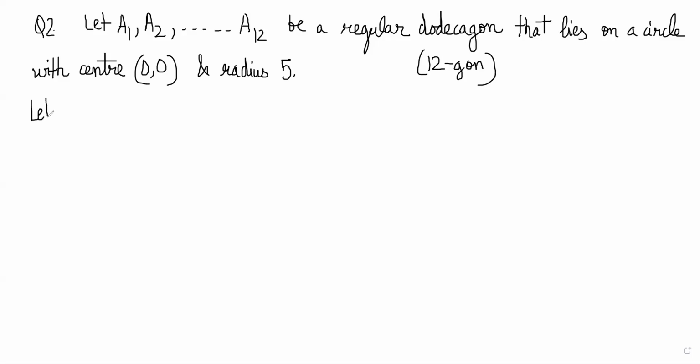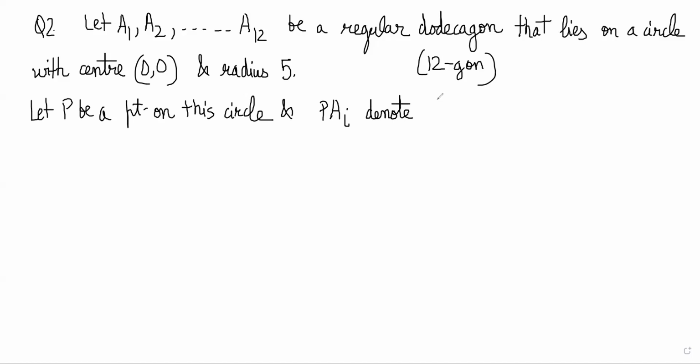Let P be a point on this circle, and let PAi denote the distance between the points P and Ai, where i goes from 1 to 12, right?